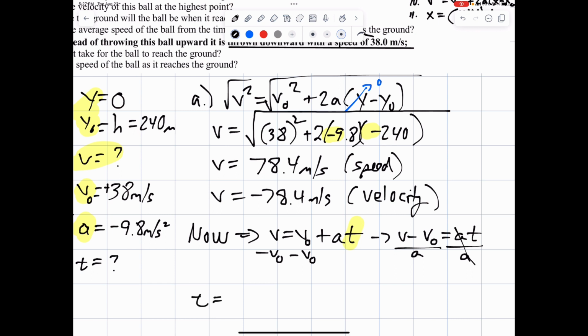So time is equal to V, which is negative 78.4 meters per second, minus V naught, which was 38 meters per second, all divided by A, which was negative 9.8 meters per second squared. Okay, so we have negative 78.4 minus 38 is negative 112.4, divide by negative 9.8, and we're looking at about 11 and a half seconds.